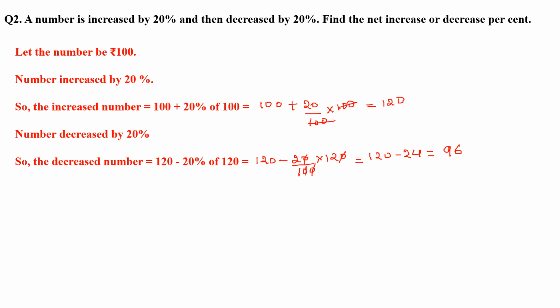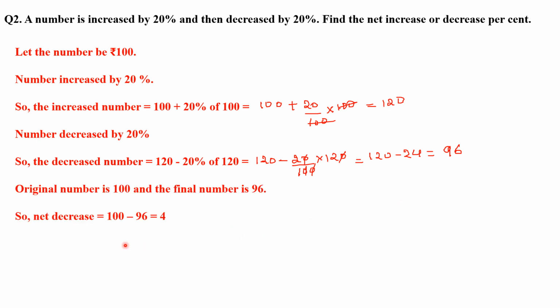So you can see now the number became 96. But originally the number was 100, right? So I can conclude the number is decreased. There is a net decrease because originally it was 100 and now it is 96. So how much is the decrease? The net decrease is 100 minus 96, which is 4.